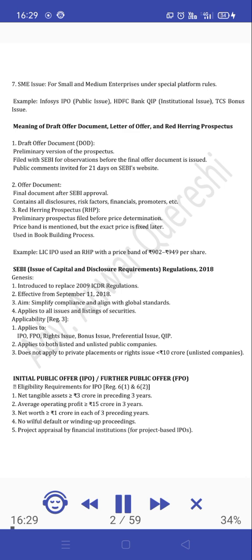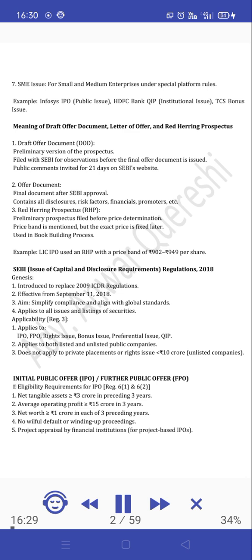Applicability, Reg. 3. 1. Applies to IPO, FPO, rights issue, bonus issue, preferential issue, QIP. 2. Applies to both listed and unlisted public companies. 3. Does not apply to private placements or rights issues of less than 10 crore rupees by unlisted companies. Initial public offer, IPO; further public offer, FPO.